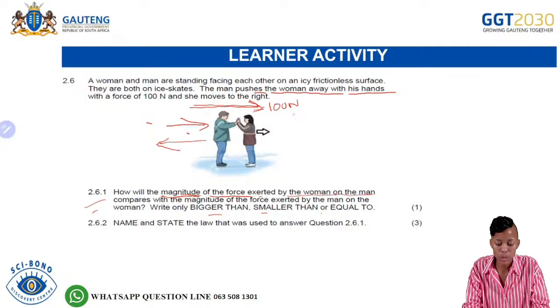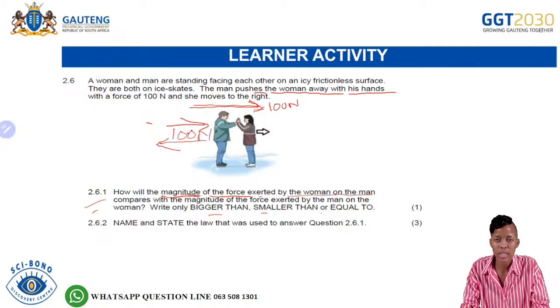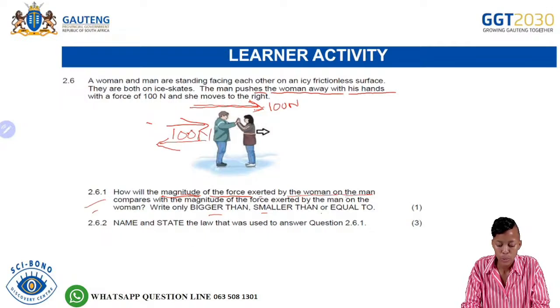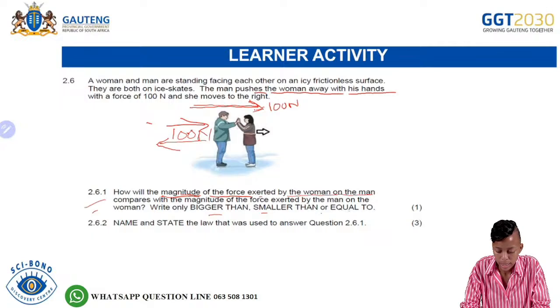So the woman will apply a force of equal magnitude. Equal magnitude means that the woman will also apply a force of 100 Newton in the opposite direction. So our answer for 2.6.1 will therefore be equal to.